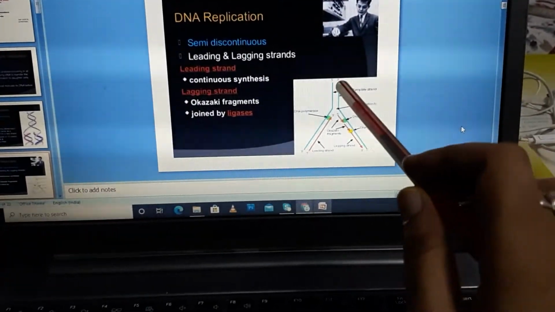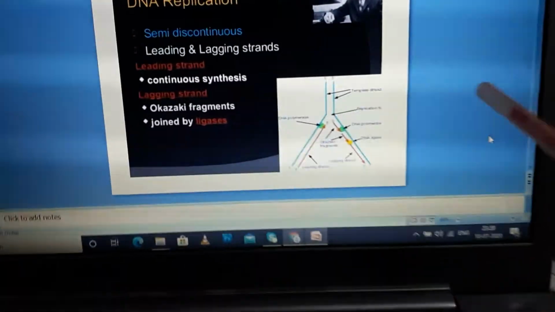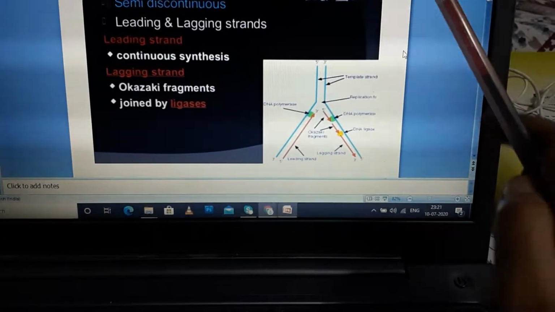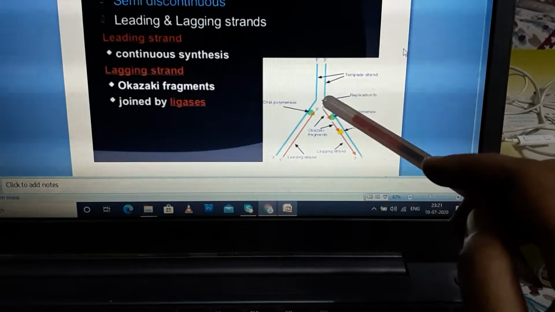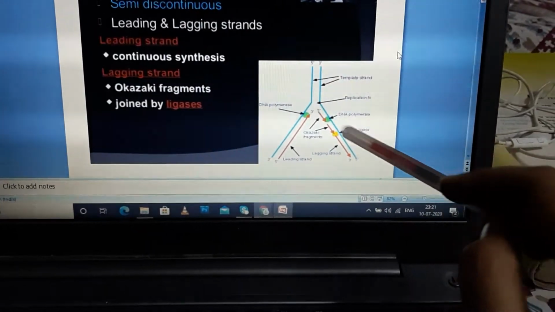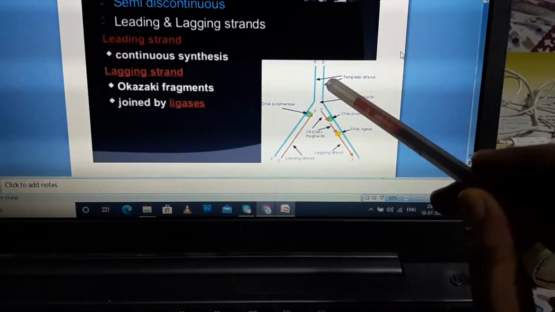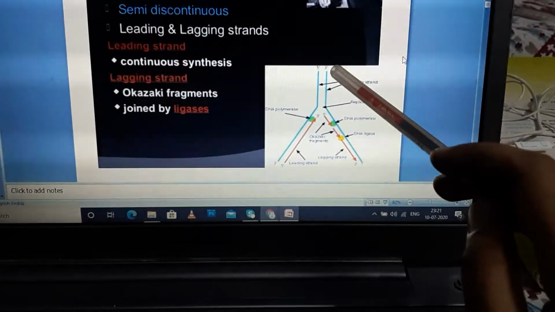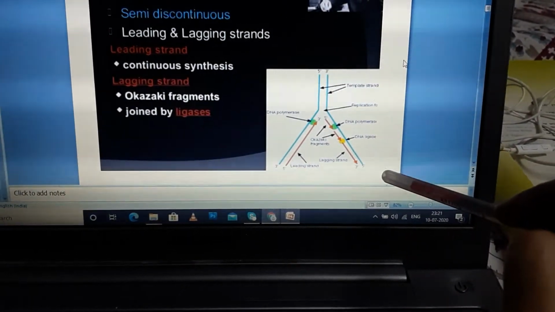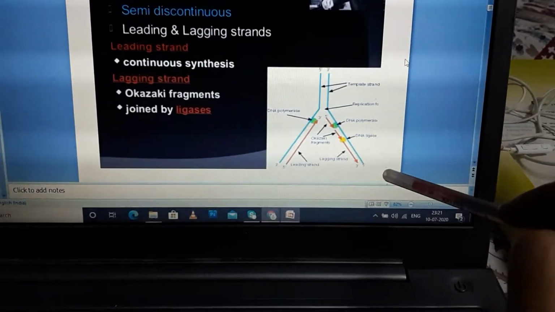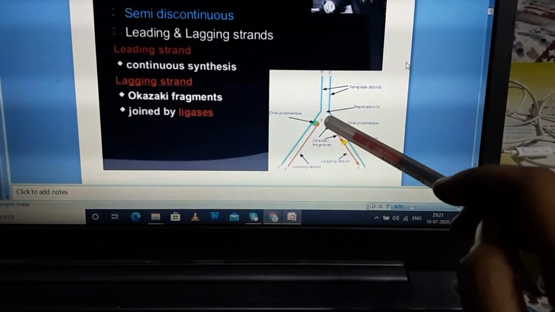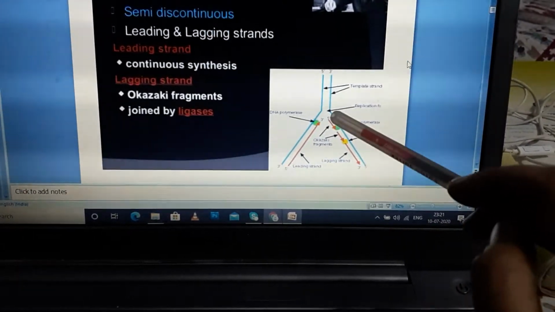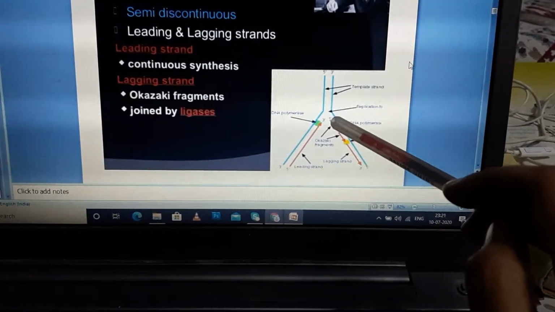replication fork. You can see over here. This is a double stranded DNA polynucleotide. One strand is running in the 5' to 3' direction, the other in the 3' to 5' direction. DNA replication always occurs in the 5' to 3' direction. So in this strand we have to come opposite.